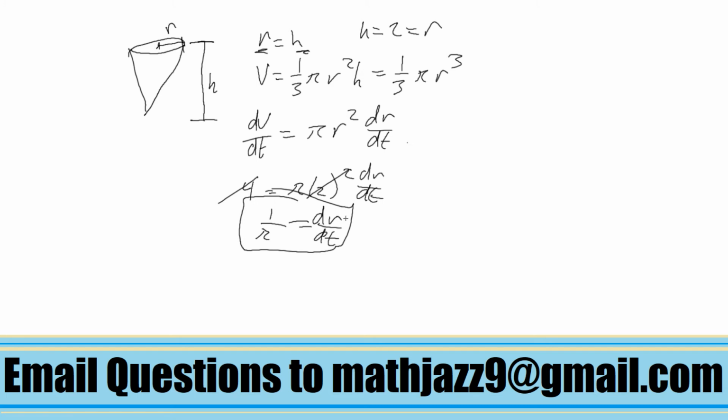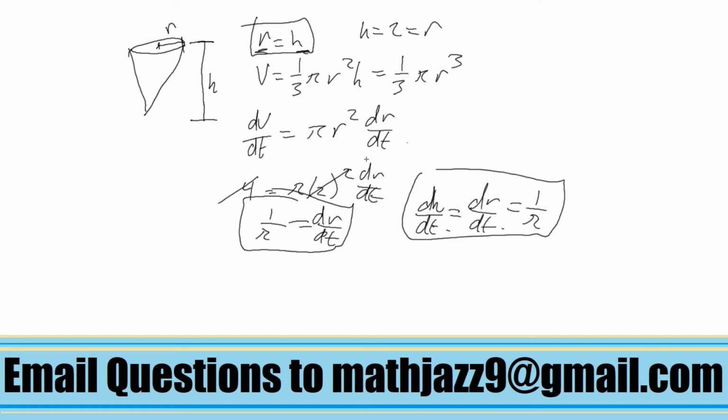Oh, what are we asked? We were not asked for how the radius is changing. How fast is the water level in the cone rising? We're looking for dh/dt. That's not too bad, though, because we know r equals h. So we take the derivative of both sides. We get dh/dt equals dr/dt. And we know dr/dt is 1 over pi, so that means dh/dt equals 1 over pi. Okay, so that's not too bad.